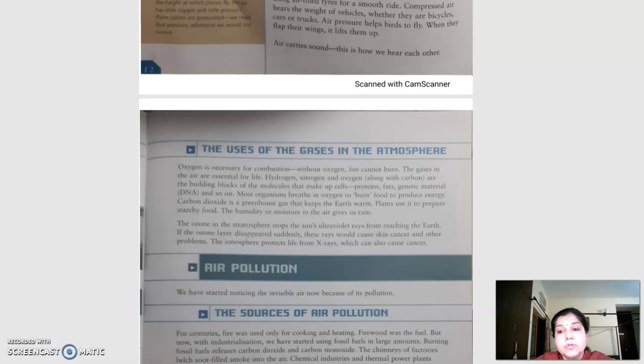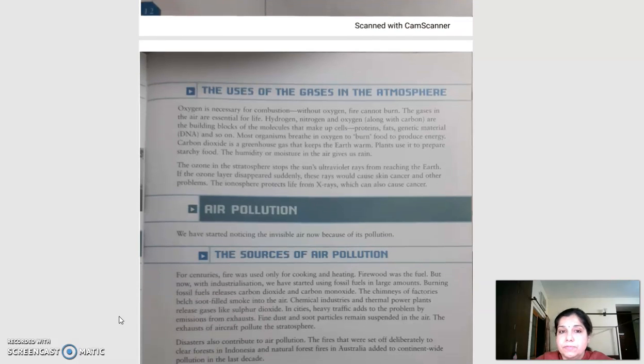Oxygen also helps to burn up the food that we eat and to release the energy required by us to do the various activities. Carbon dioxide is a greenhouse gas, and this gas helps to keep the earth warm. And also, you know that the plants use this gas in order to prepare the food, that is photosynthesis.